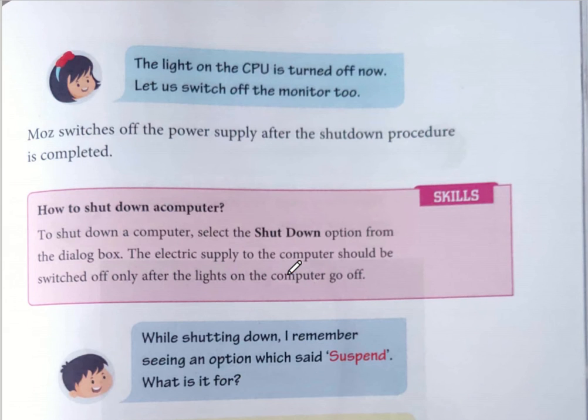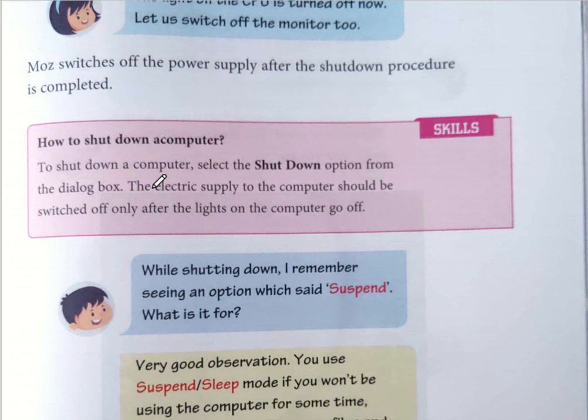Next page. Then Jyoti is saying, the light on the CPU is turned off now. Let us switch off the monitor too. Moses switches off the power supply after the shutdown procedure is completed. I have shared one animated video with you where it is shown how we can shut down and how we can start our computer. Now, how can we shut down the computer? To shut down a computer, select the shutdown option from the dialog box. The electric supply to the computer should be switched off only after the lights on the computer go off.